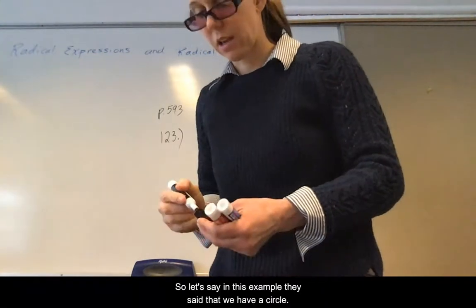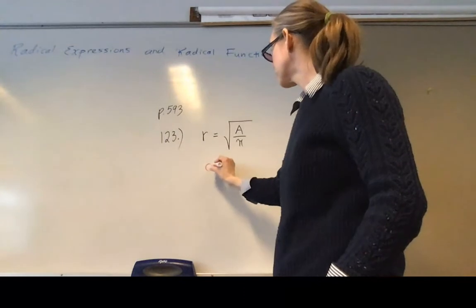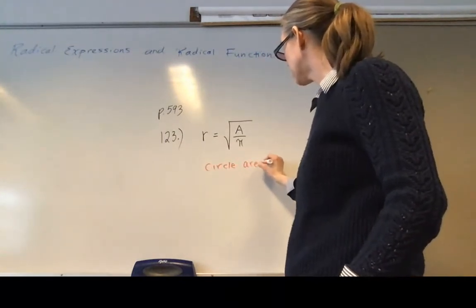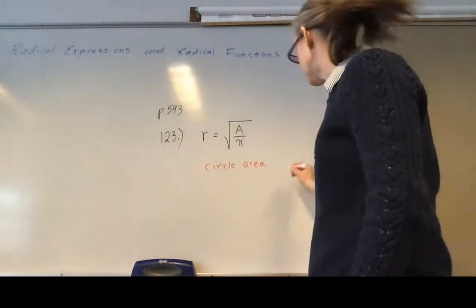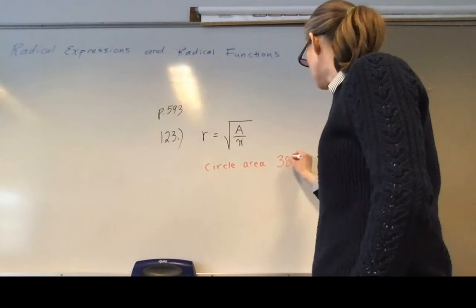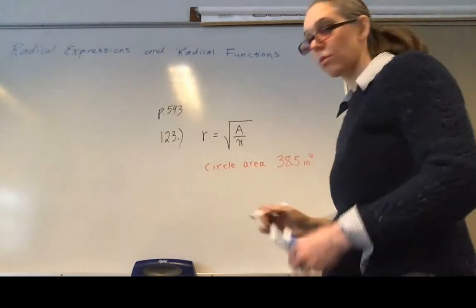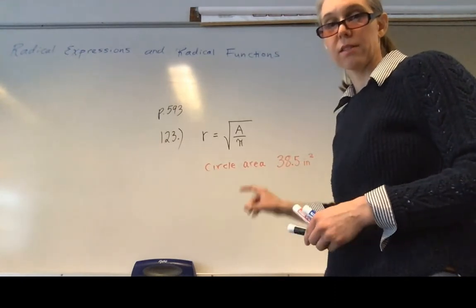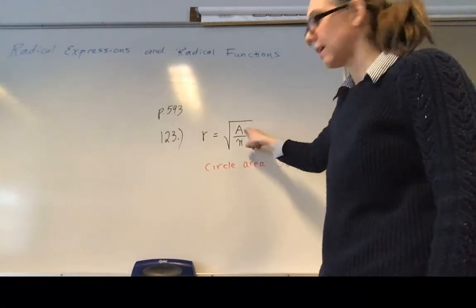So let's say in this example, they said that we have a circle with an area of 38.5 inches squared. This is the area. Now, area in this problem is represented by A.